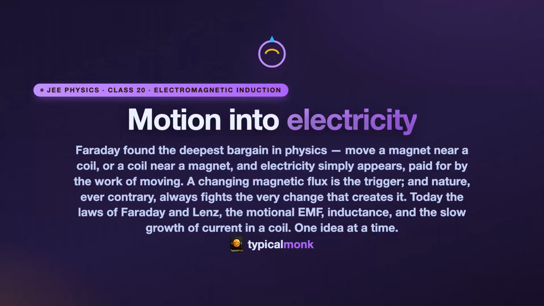Faraday found the deepest bargain in physics. Move a magnet near a coil or a coil near a magnet, and electricity simply appears, paid for by the work of moving. A changing magnetic flux is the trigger, and nature, ever contrary, always fights the very change that creates it. Today, the laws of Faraday and Lenz, the motional EMF, inductance, and the slow growth of current in a coil. One idea at a time.